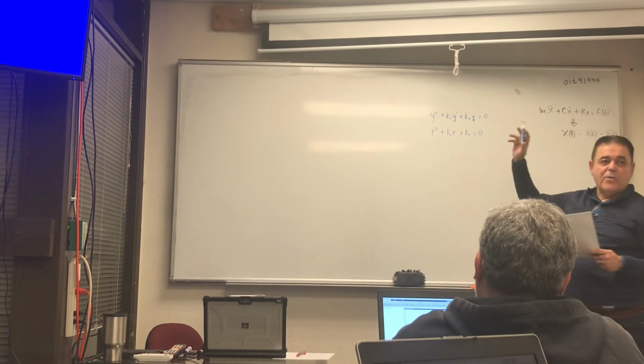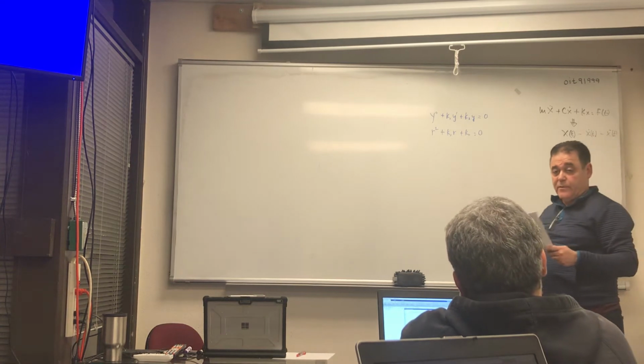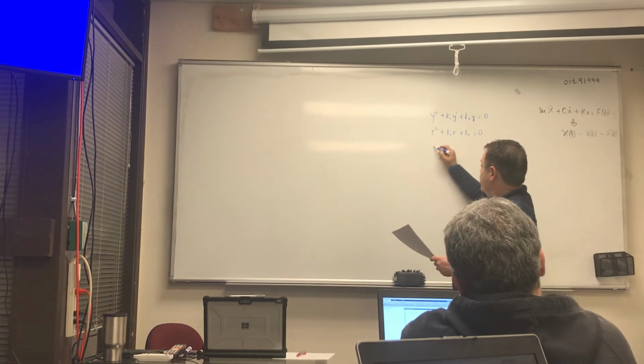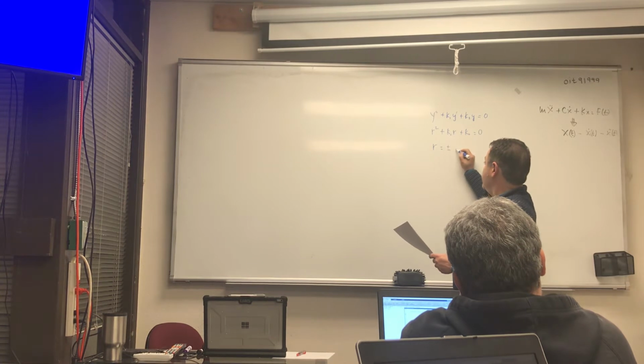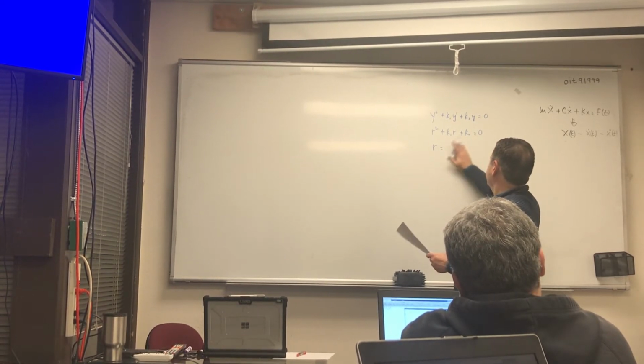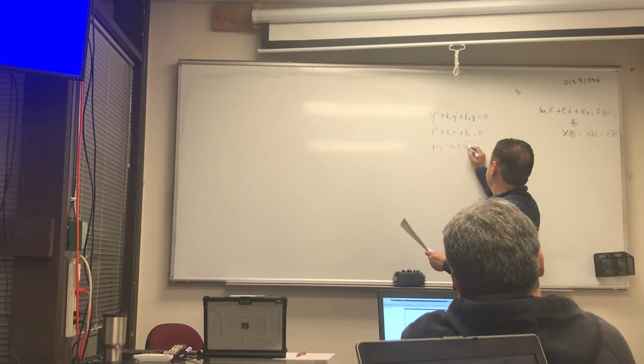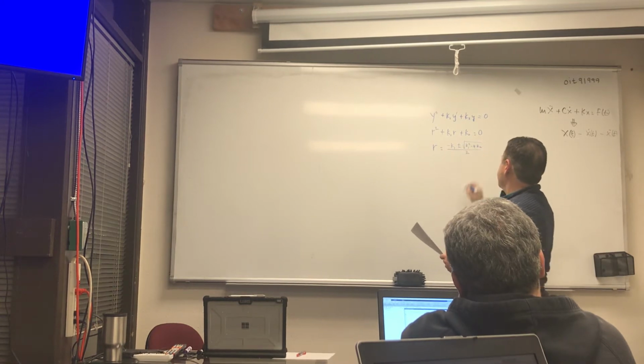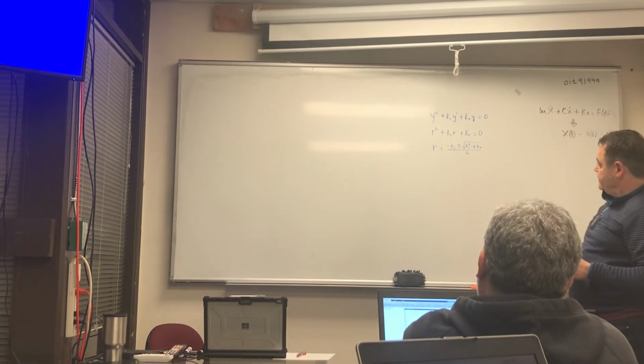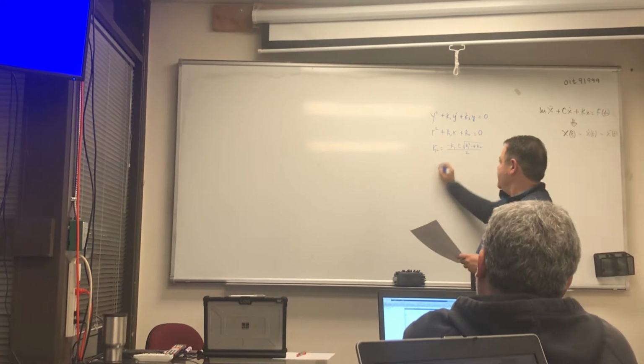This is simply a quadratic equation, and we all know how to solve quadratic equations. Remember, r is equal to minus b plus or minus the square root of b squared minus 4ac, divided by 2a. Here that is minus k1 plus or minus the square root of k1 squared minus 4 times k2, divided by 2. Or use your calculator. That's true. I've been practicing.